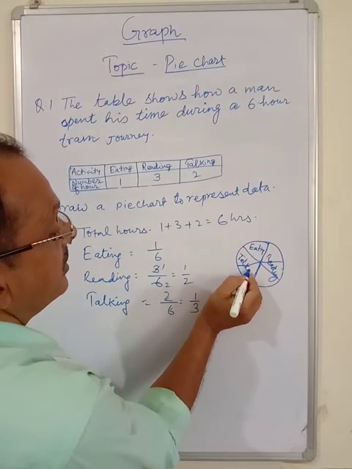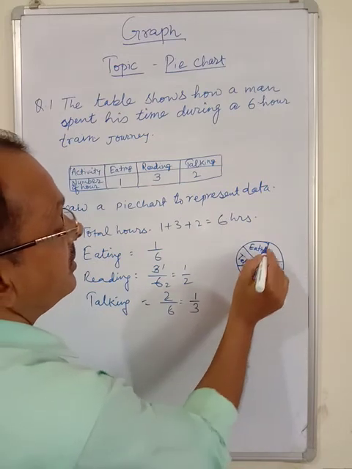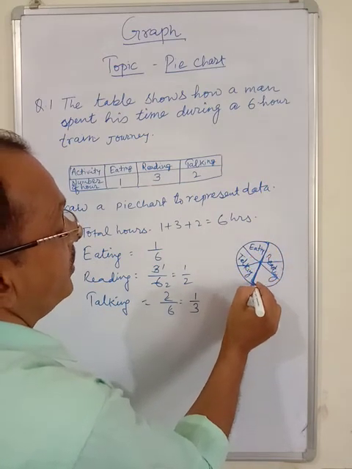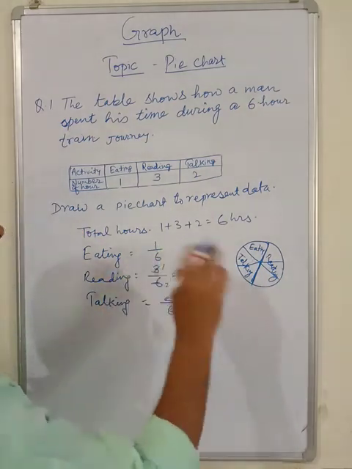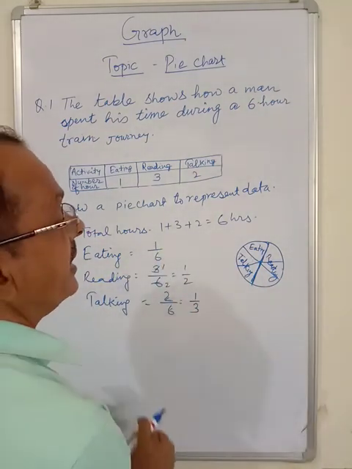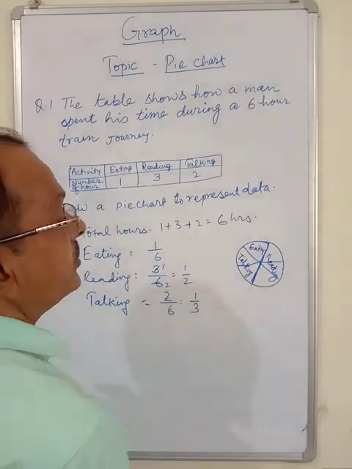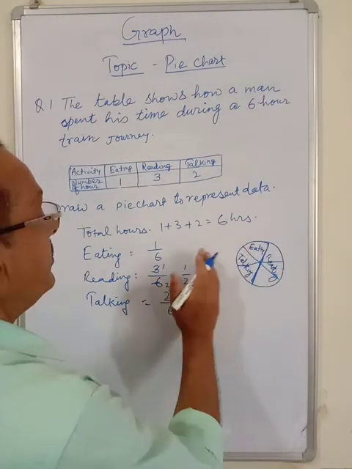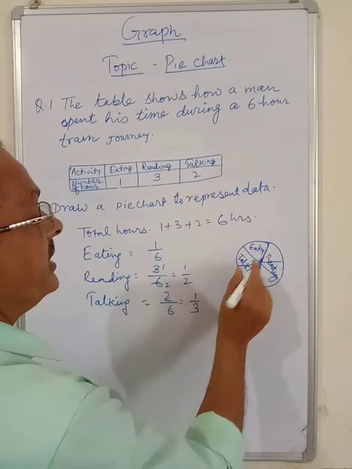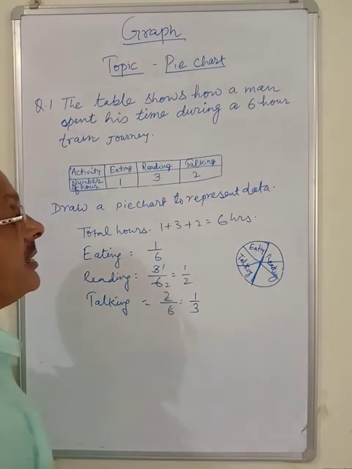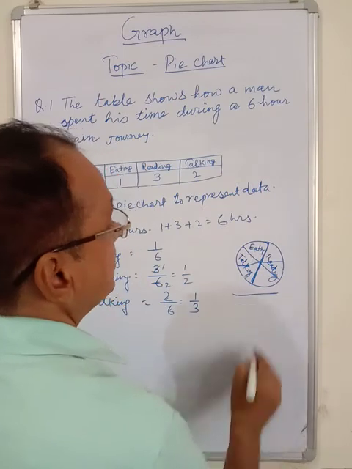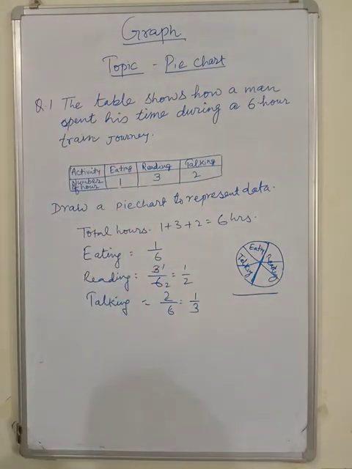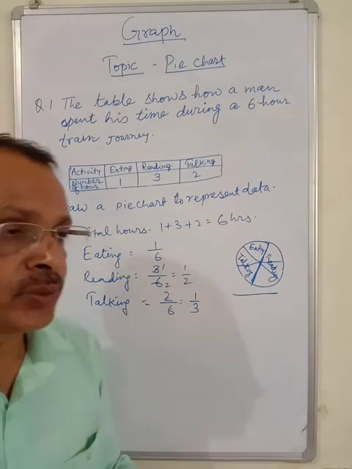See this, half. And always draw your pie chart or graph with pencil. So half you give to reading, and out of the other half, one part eating and two parts talking. This will be the pie chart of the graph. So in this way you can show.